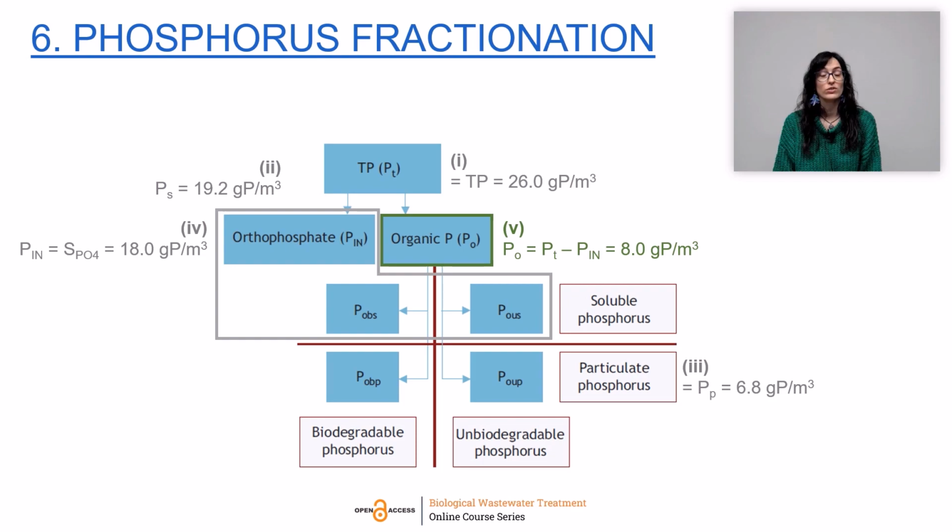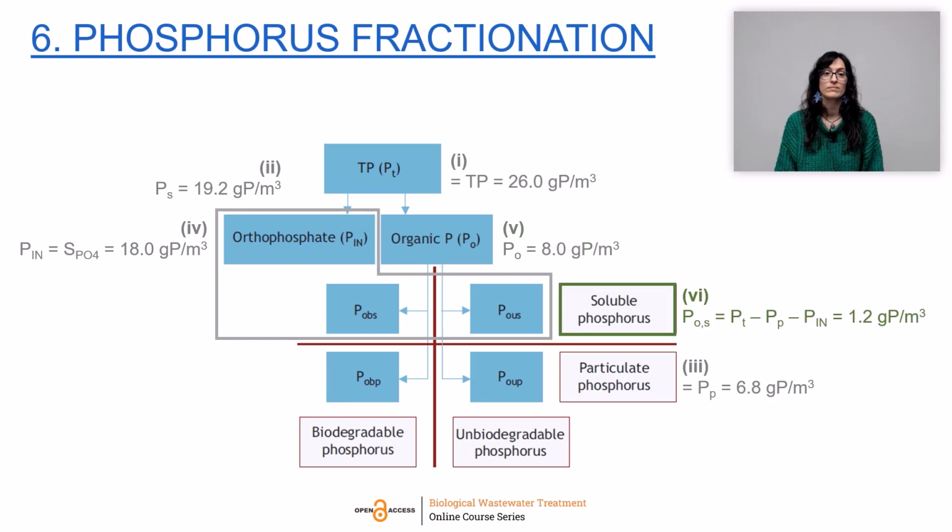This organic phosphorus concentration is the sum of the four organic fractions. We can also calculate the amount of soluble phosphorus as the difference between the total phosphorus and the particulate phosphorus and the inorganic phosphorus.